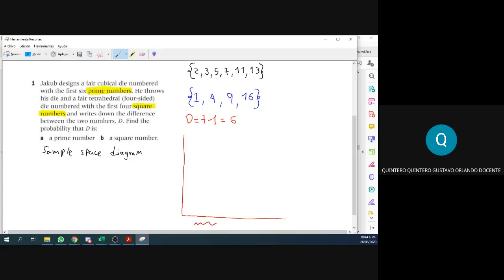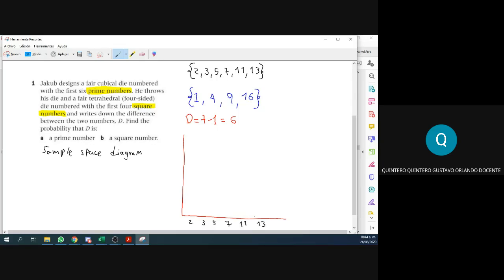Over here, we're going to write down one of the possibilities of one of the dice. So we're going to do the first one. And over here, we're going to select the other possibility for the other die. We are kind of creating a data table. Let me write down the values then. For the first die, these are the possibilities: I can have a 2 or a 3 or a 5 or a 7. Maybe I can have an 11 or maybe I can have a 13.